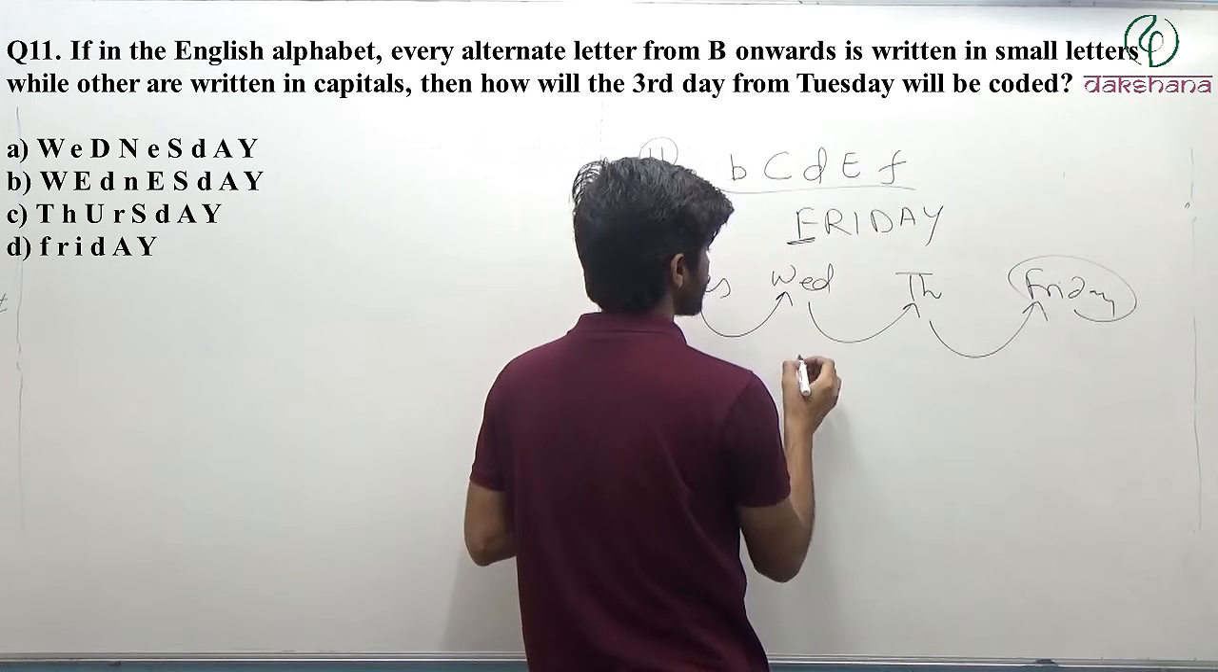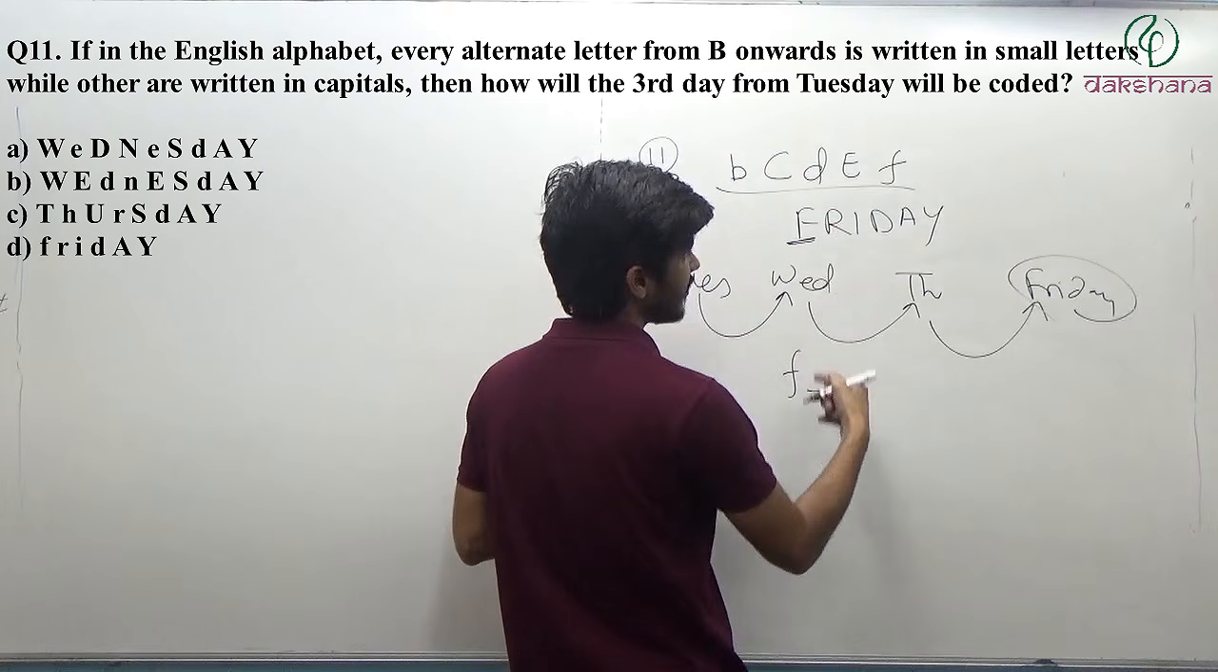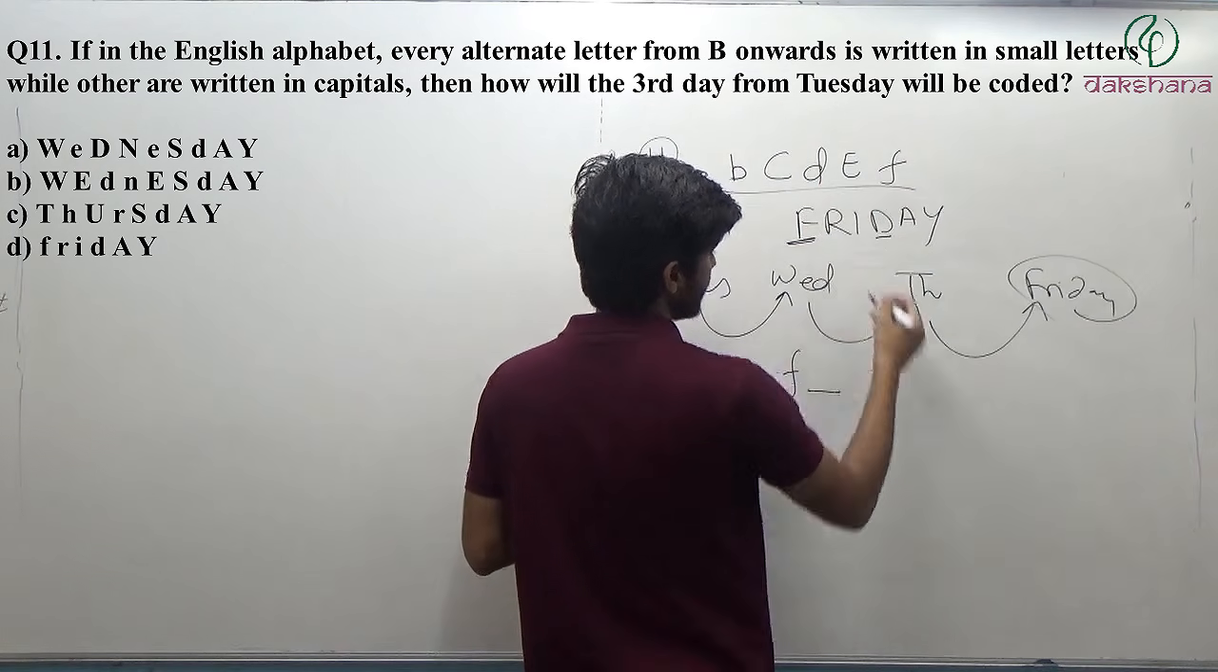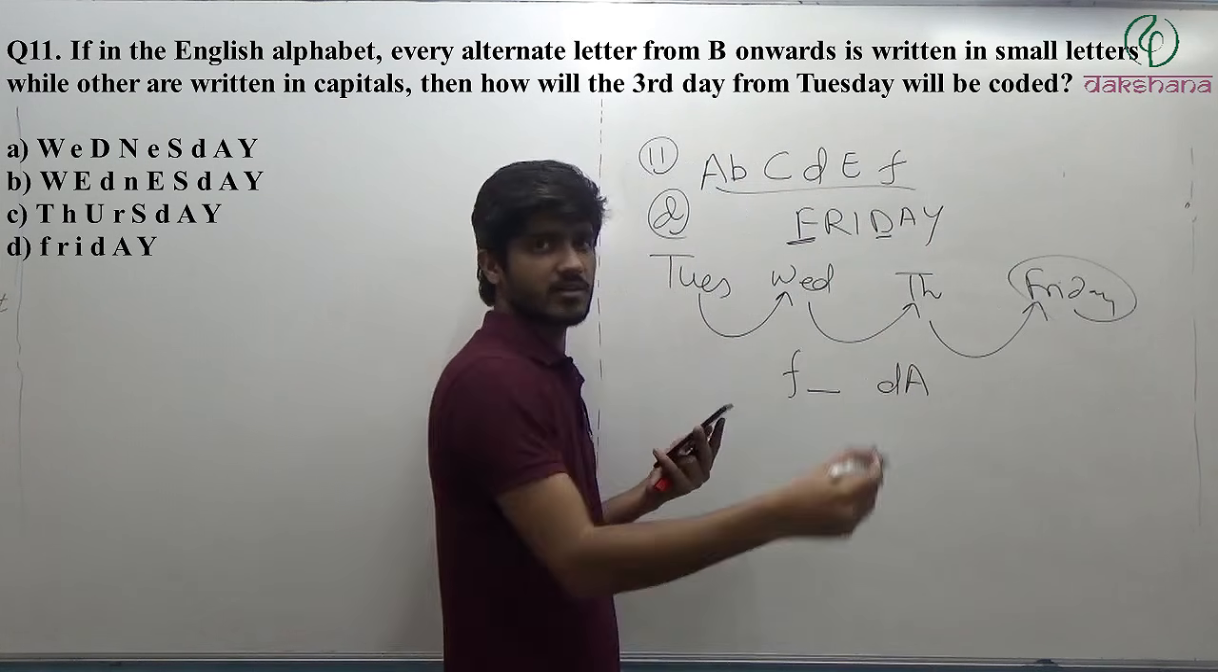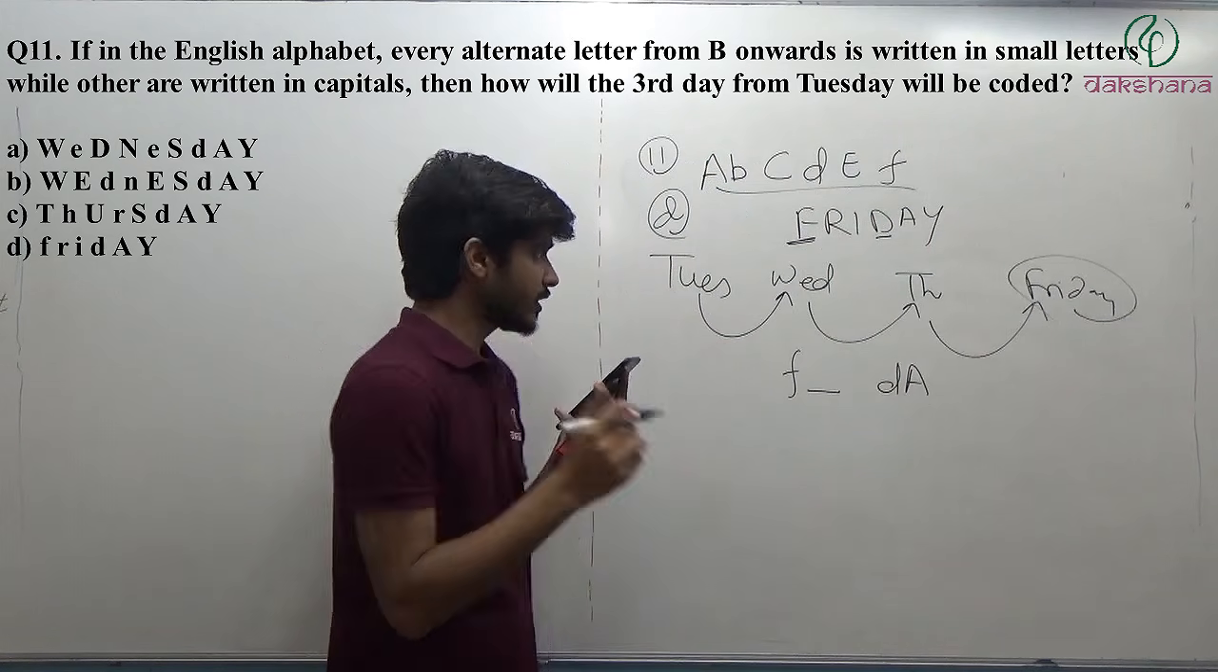So F has to be the small, right? Now you find out what would be the R. Okay, D is small. A has to be the capital, like that. Okay, so this is easy. Moving forward to question number 12.